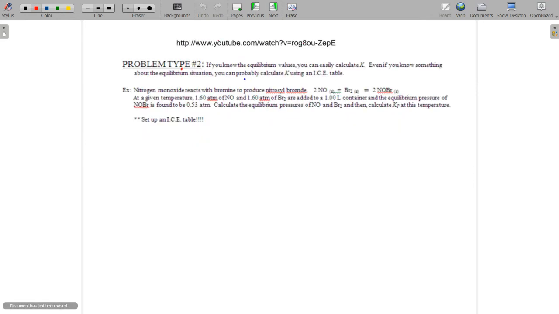Now, if we deal with problem type number 2, if you know the equilibrium values, you can calculate K. So in this case, we are going to do it in terms of figuring out the equation and figuring out the pressures of this. So the first thing you need to do is set up an ICE table. If you can set up an ICE table right now, pause your work and then come back to this. I will have the ICE table all set up for you.